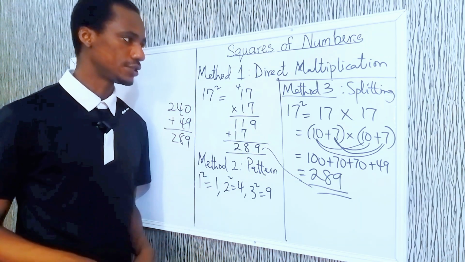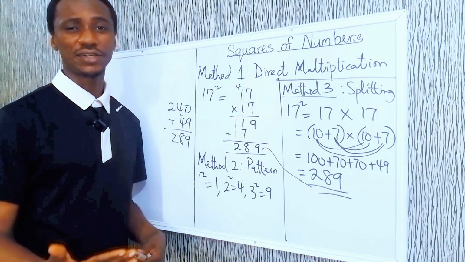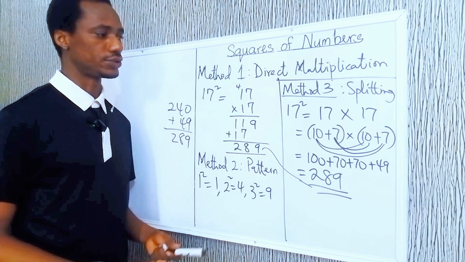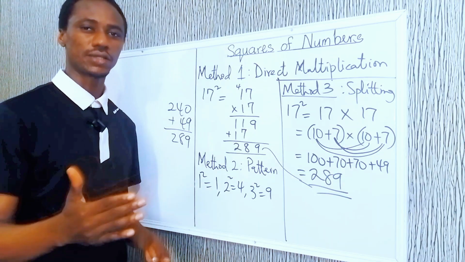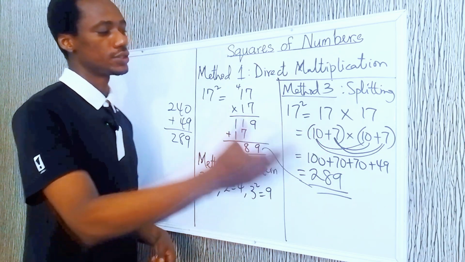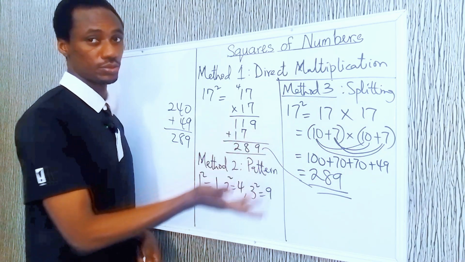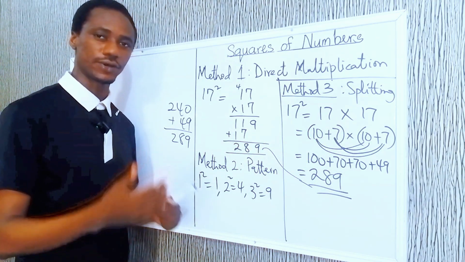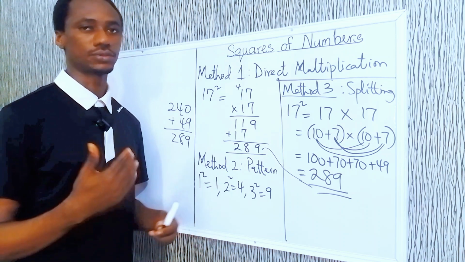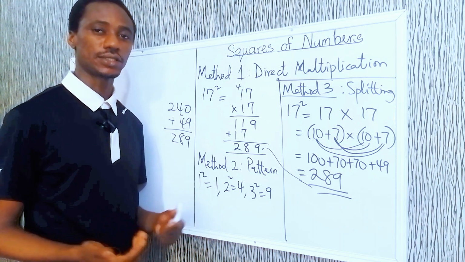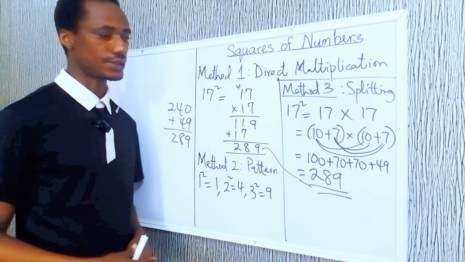And lastly, we talked about splitting, breaking down the number and then multiplying. So like we did for 17 squared, 17 times 17, then we broke down 17 into 10 plus 7, 10 plus 7, and then we multiply. I'll show you how to do the multiplication, right? Okay, that's for our friends in the upper primary. When you get to, let's say, year 6, year 7, year 8, you learn how to open the brackets, all right?